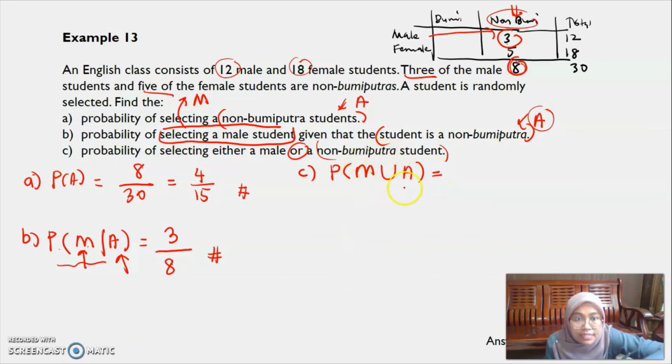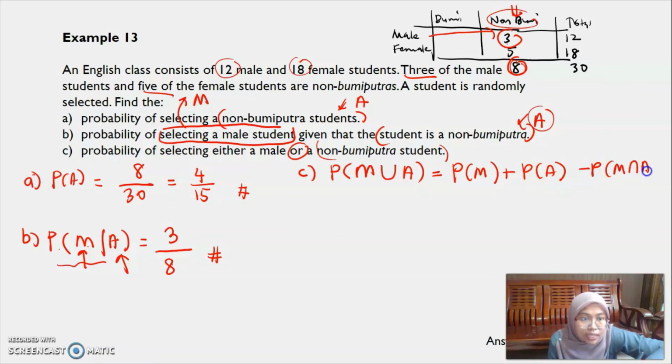So how do we find this value? This is the union of two events, so you must use the addition rule. For the addition rule, we must identify whether the events are mutually exclusive or not. For this case, it is very obvious that this is a non-mutually exclusive event. So to find the probability of M union A, the formula is the probability of M plus the probability of A minus the probability of M intersect with A.